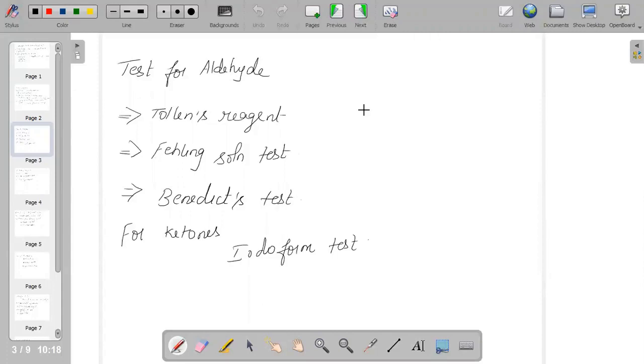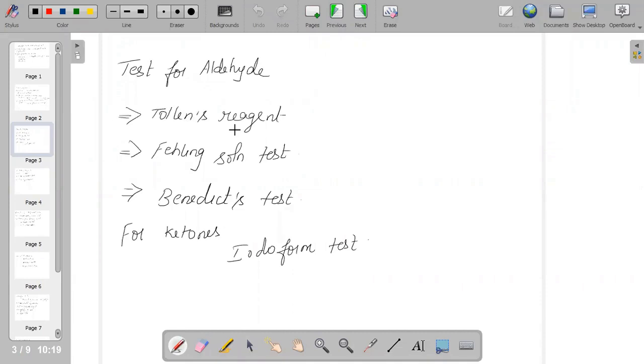Tollens reagent is considered a mild oxidizing agent. It is a solution of ammoniacal silver nitrate, and it is used as an oxidizing agent to oxidize an aldehyde to a carboxylic acid. Because it is a mild oxidizing agent, it can also be used as a process to test for an aldehyde.